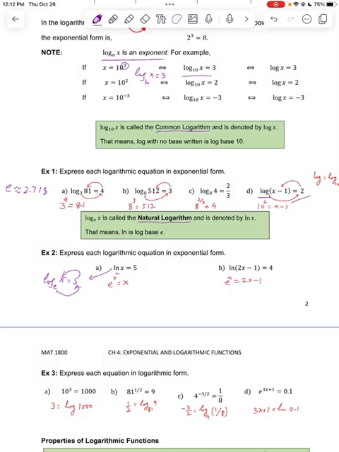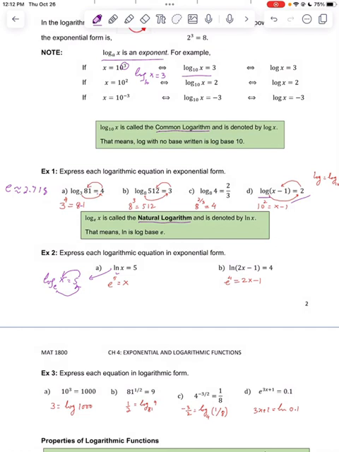So the next one is express each equation in logarithmic form. So you have the exponential form, and we have to convert it to a logarithmic form. So remember, the log of the number will be equal to the exponent.